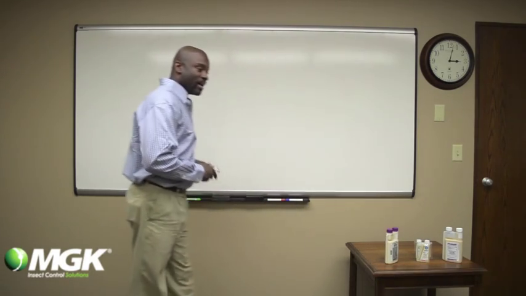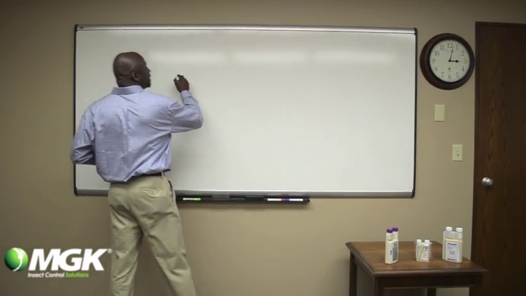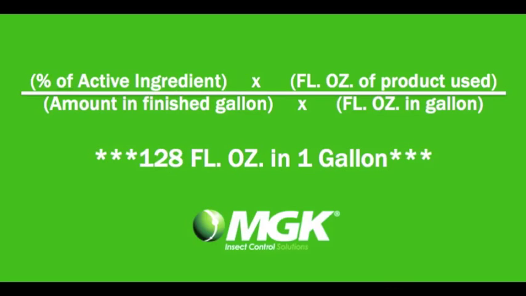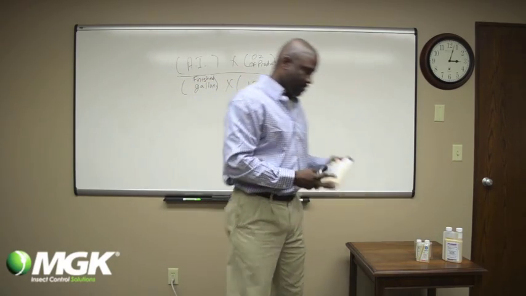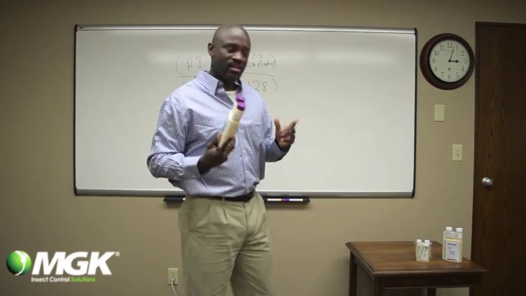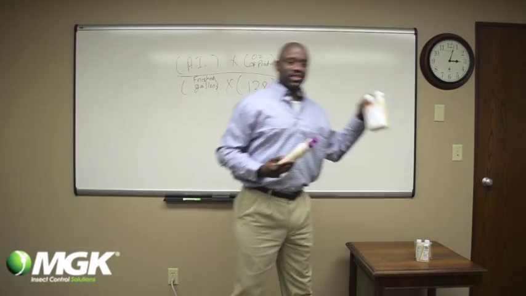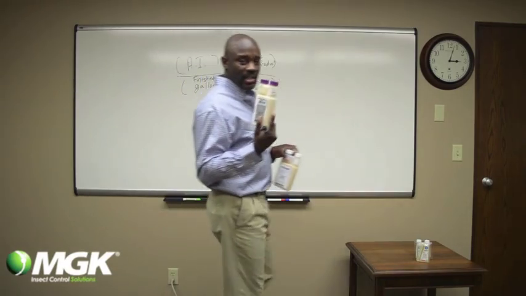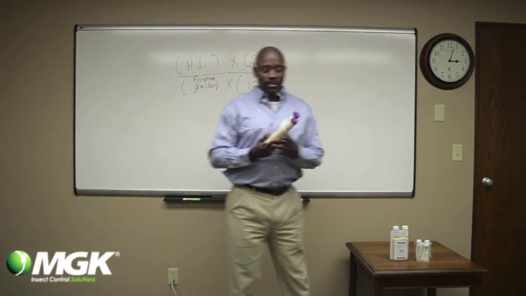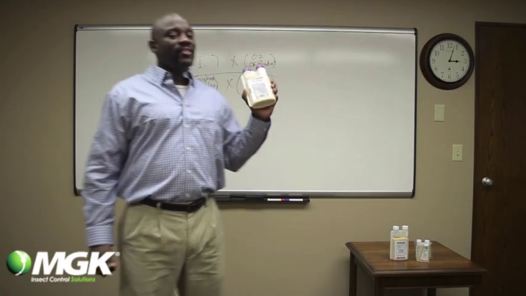So if you recall, we have a formula that we use for calculating final concentrations: percent AI, ounces of product that you're going to use, finished gallon, and 128, since there are 128 fluid ounces in a gallon. If you remember how to calculate Onslaught, we've got a product that has 6.4% SFIN, but it's only one active ingredient. When we talk about products like Fastcap and other products out on the market that have multiple actives, you've got to take one more step.